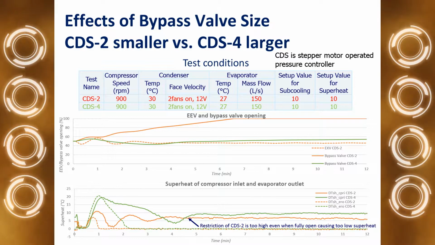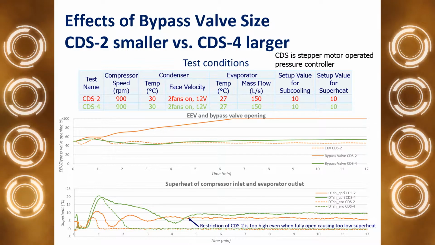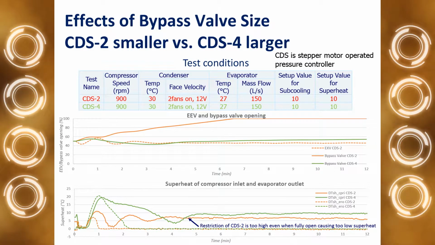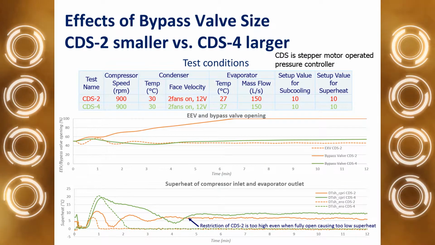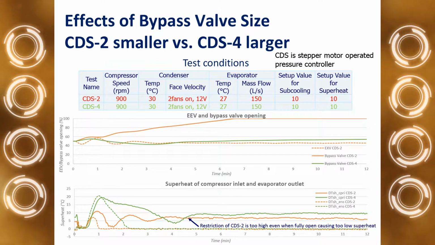So here are some effects of our bypass valve size when we were using CDS2 and CDS4, which was larger. In those regimes, we were keeping compressor speed around 900 RPM, temperature was 30 degrees on the condenser, and on the evaporator was 27. When we were controlling the expansion valve and the bypass valve opening, this solid line on the top is representing the CDS2 opening, and you can see at some point we had to open that valve up to 100%, which is not good. Even in that condition, we couldn't reach the superheat of 10, it was around 6 or 7. So that means that we have a higher restriction of CDS2.